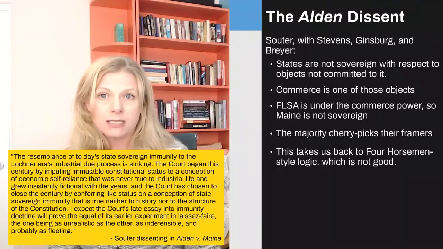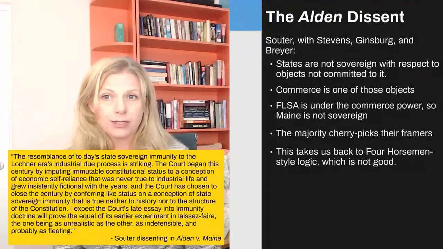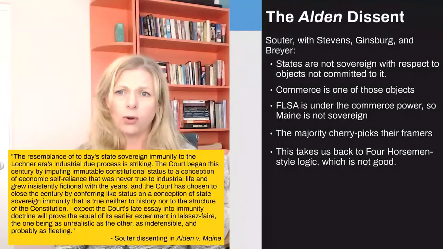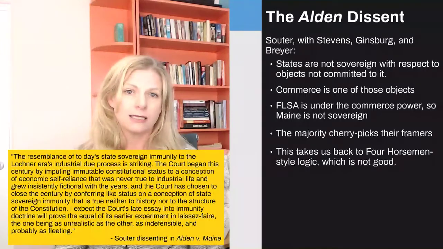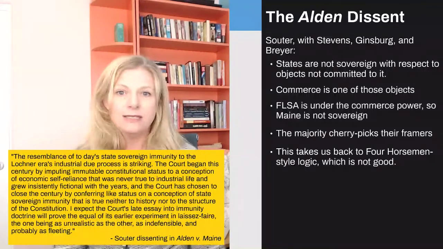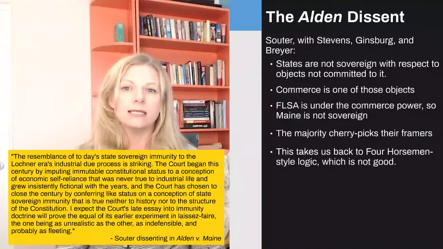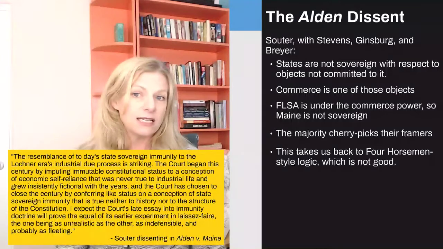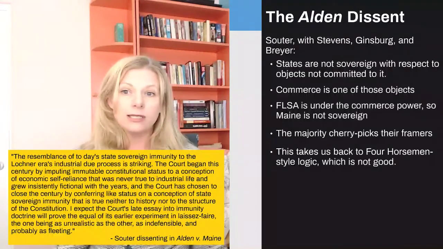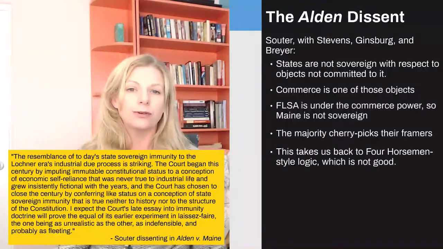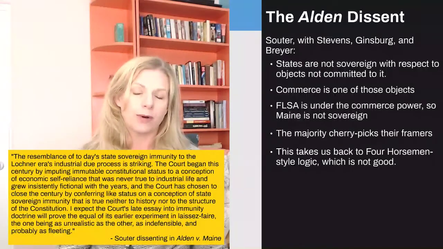So to give you a sense of Souter's argument here, I pulled this interesting quote. He says, "The resemblance of today's state sovereign immunity to the Lochner era's industrial due process is striking. The court began this century by imputing immutable constitutional status to a conception of economic self-reliance that was never true to industrial life and grew insistently fictional with the years. And the court has chosen to close the century by conferring like status on a conception of state sovereign immunity that is true neither to history nor to the structure of the Constitution. I expect the court's late essay into immunity doctrine will prove the equal of its earlier experiment in laissez-faire, the one being as unrealistic as the other, as indefensible, and probably as fleeting."